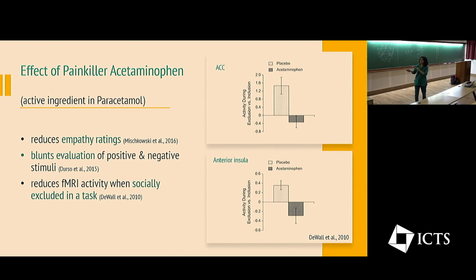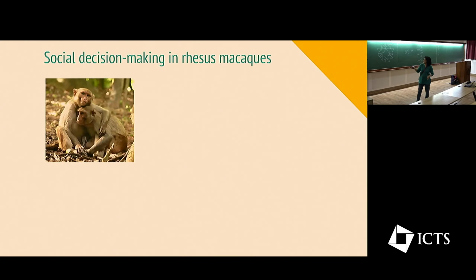In other studies, people have looked at the role of acetaminophen in reducing even positive actions or reactions to someone else's state of mind. So that is why it's known to be blunting both positive and negative reactions to stimuli, which is interesting when we come to our own results in a few slides.